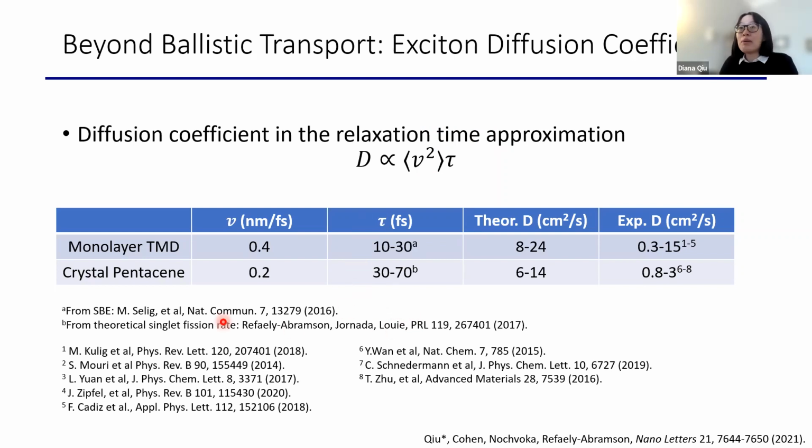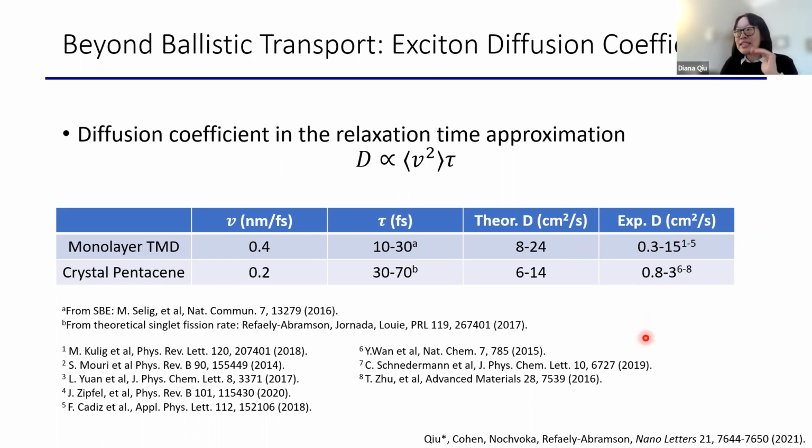And if we do this, we find values for the diffusion constant for monolayer TMDs and crystal pentacene that are in pretty decent agreement with the range of values for the diffusion constant measured in experiment. Actually, this should not say crystal pentacene, this should say AC molecular crystals more generally, because the experimental data is actually for tetracene. This is a pretty rough estimate for the relaxation time because the values are taken from a couple of inconsistent experimental and theoretical results in the literature.